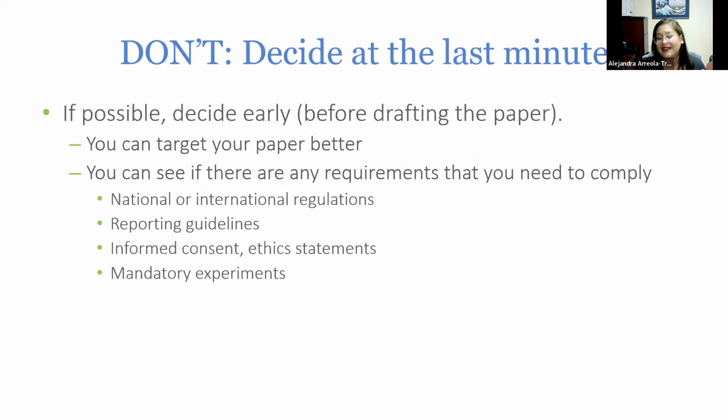If you decide early, you can target your paper better. And you can see if there are any requirements that you need to comply with. So maybe there are some national or international regulations that the journal will ask you to comply with. For example, I live in Mexico. So in Mexico, we have a law that specifies how we should treat animals. So if I'm doing research in Mexico, I need to comply with that law.